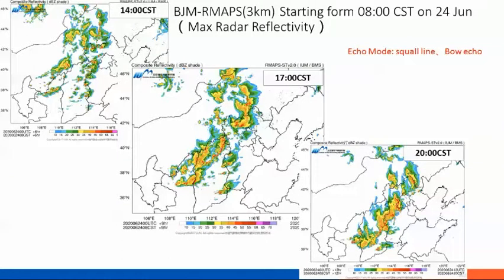These are the model composite reflectivity forecast at the initial time of 8 o'clock CST. The left is at 14 o'clock, the middle is at 17 o'clock, the right is 20 o'clock. From this model forecast, a similar bow echo embedded in the squall line passes from Inner Mongolia to Shanxi. So the echo mode is squall line or bow echo embedded in the squall line.